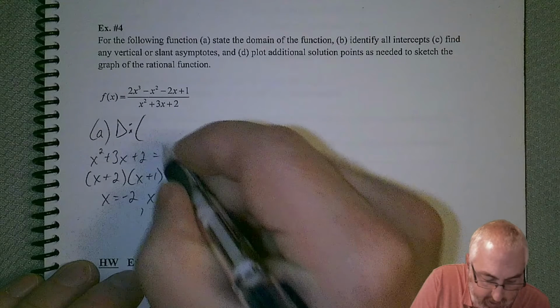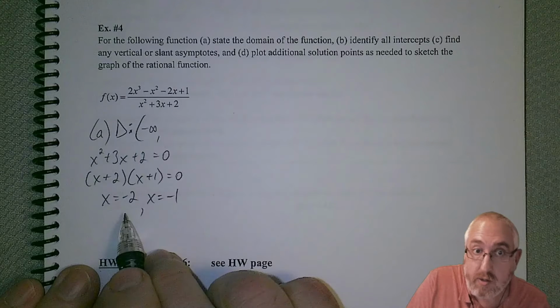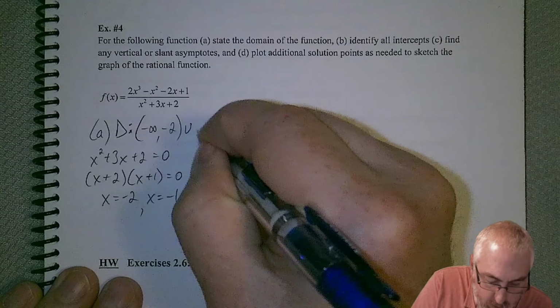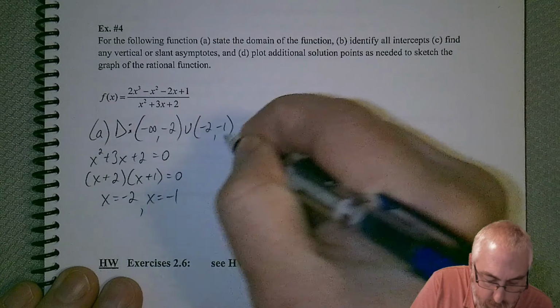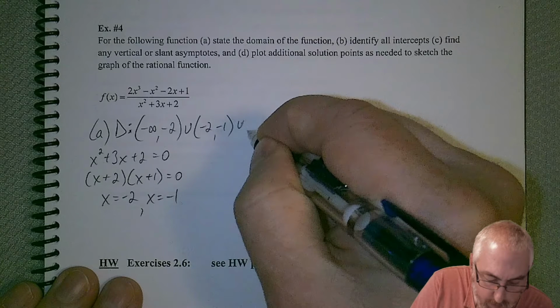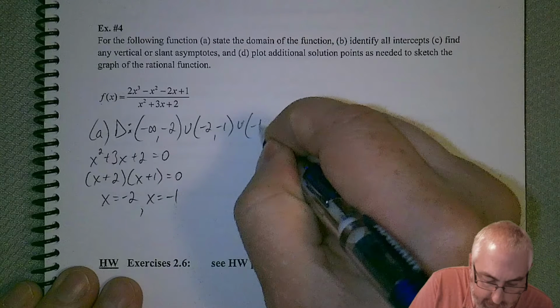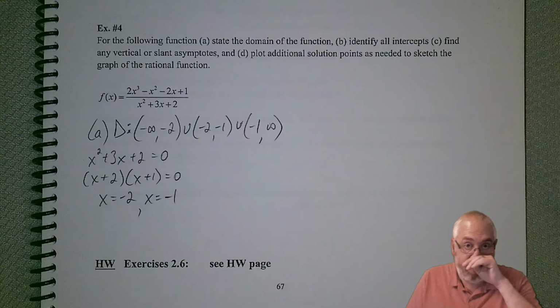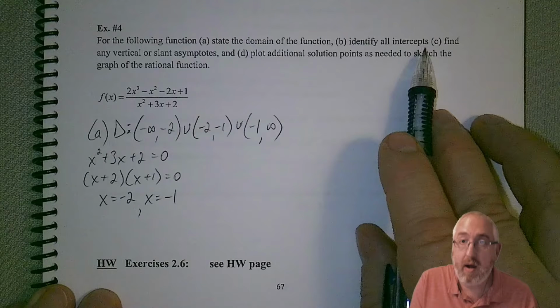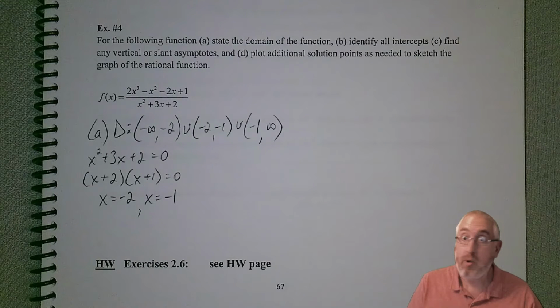But let's finish off our domain. So remember, we had to go from negative infinity to the first 0 we interact with on the bottom, and negative 1 to infinity. So that should be our domain. Identify all intercepts. Well, this is going back to the beginning a little bit.